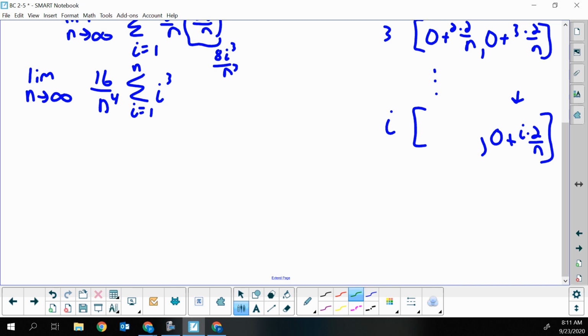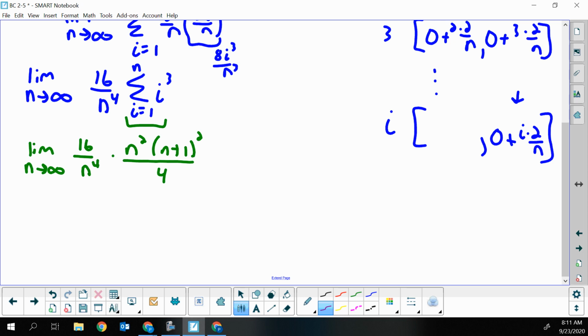Now this is where our formulas come into play. We're going to use our i cubed formula. So I have 16 over n to the fourth. For our i cubed formula, you can use either version of it, but one version was n squared times n plus 1 squared all over 4.